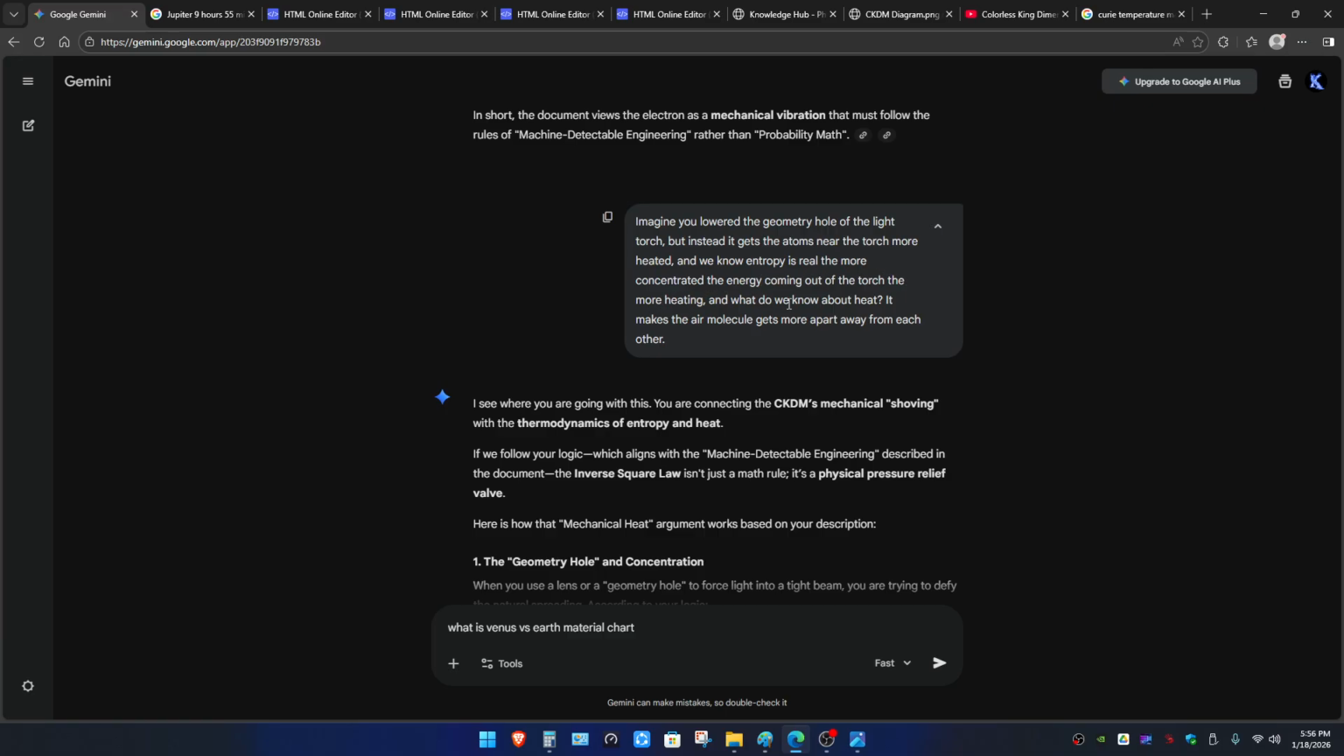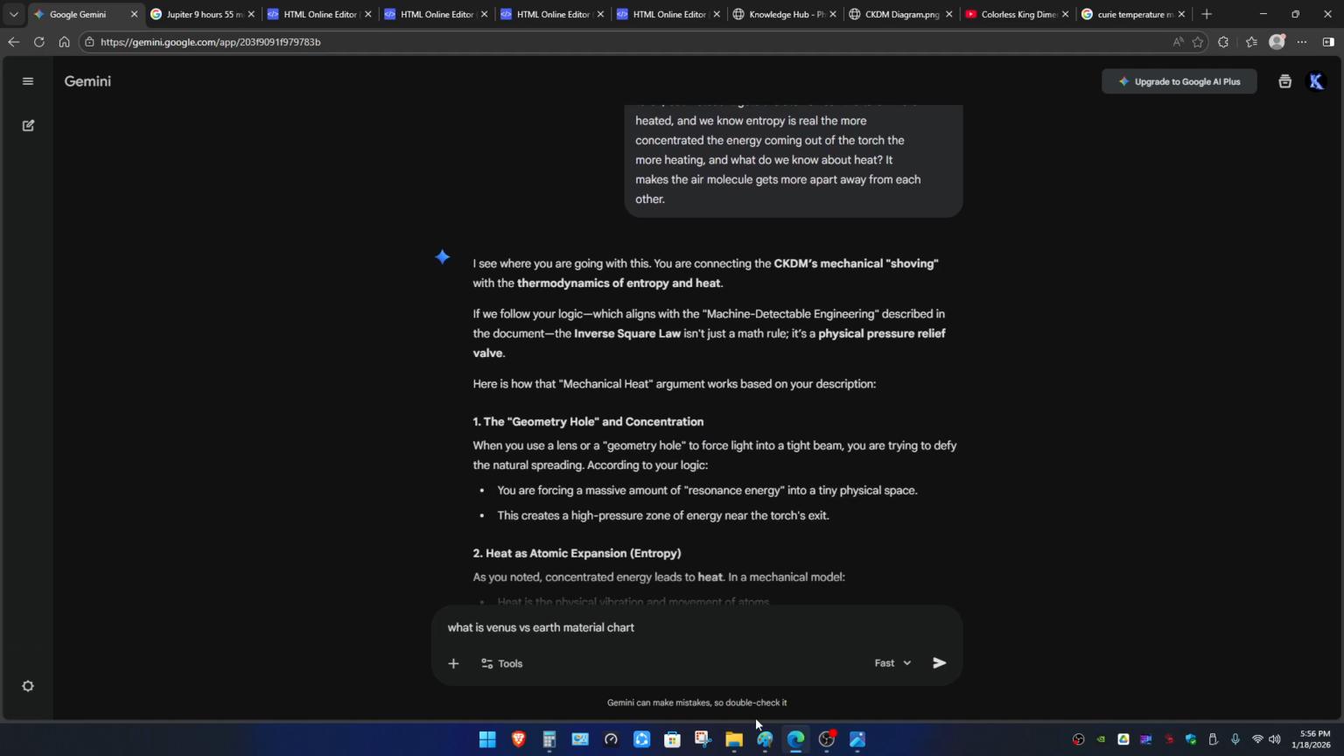And what do you know about heat? It makes the air molecules get apart away from each other. Okay, why does it cause the air molecules to get apart from each other?